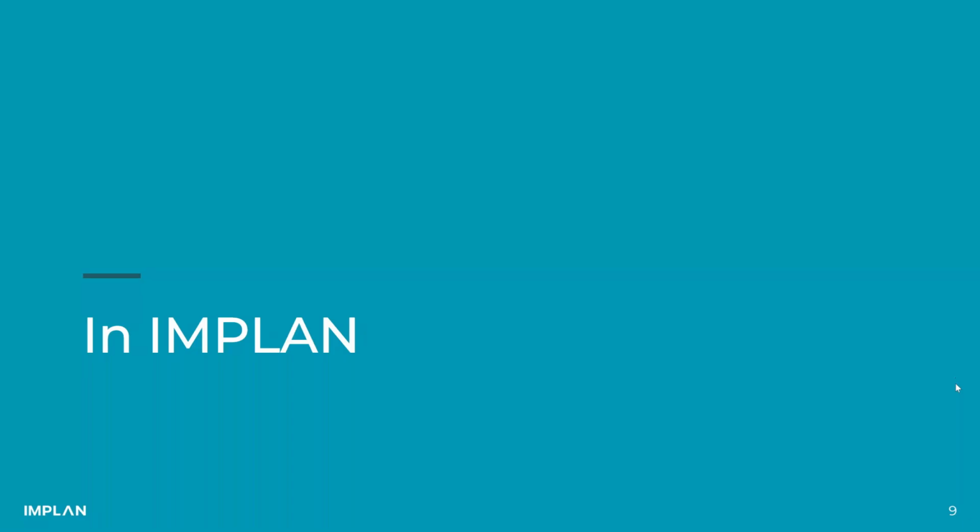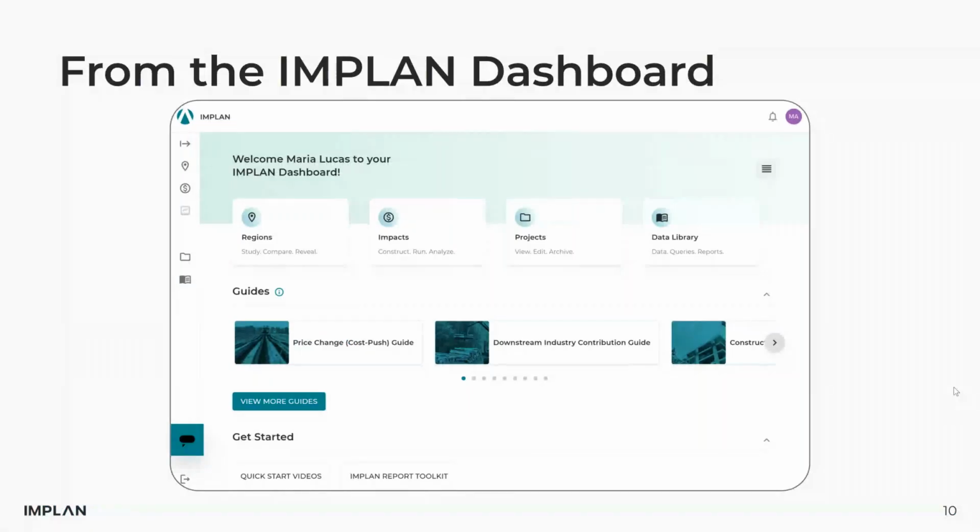All right, so now that we have methodology taken care of, let's see where we actually find this inside the IMPLAN application. From the IMPLAN dashboard, you'll see in our guides carousel that we have a couple new guides there. Let me go ahead and click. Candi will highlight those. Price change cost push guide is one of the two, and the second is our downstream industry contribution guide, those two use cases that we just covered. Depending on the type of analyses you're looking to approach, choose one of these guides, and we're going to go through an example of how we'll use those in just a moment.